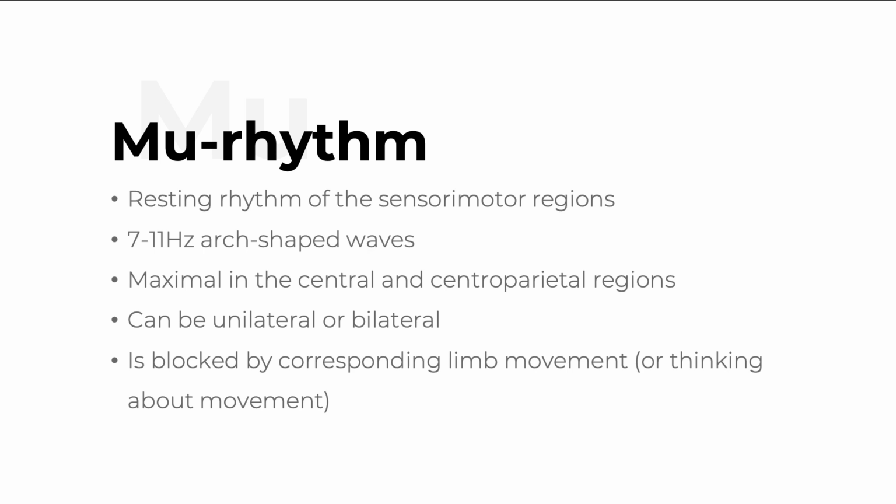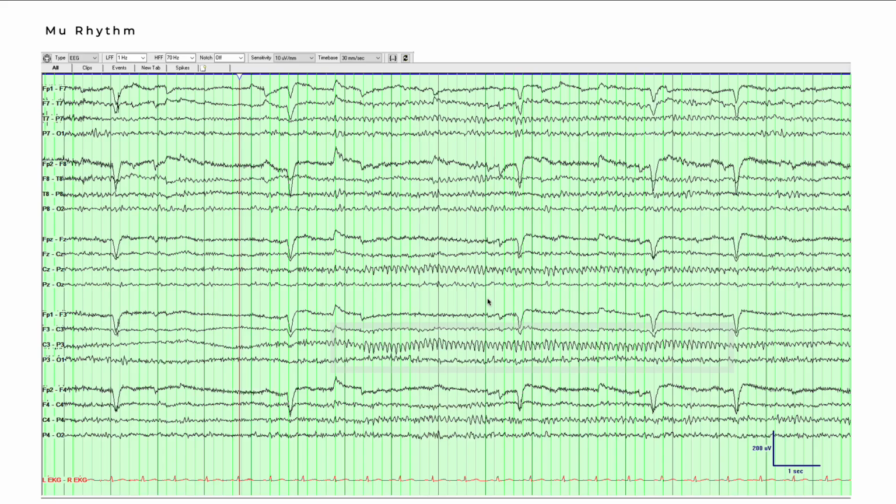And you can block this rhythm by corresponding limb movements. So, if it's on the left, you can move the right limb and it will go away. Even thinking about movement of the corresponding limb will cause it to dissipate or attenuate.